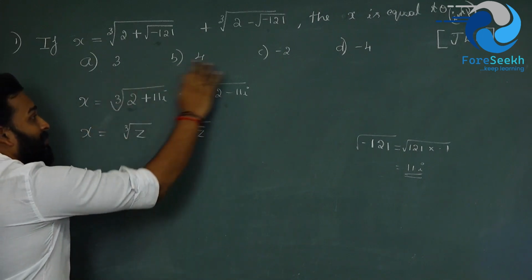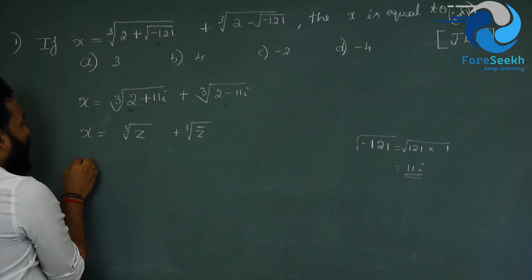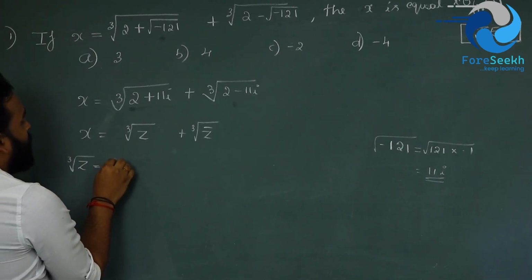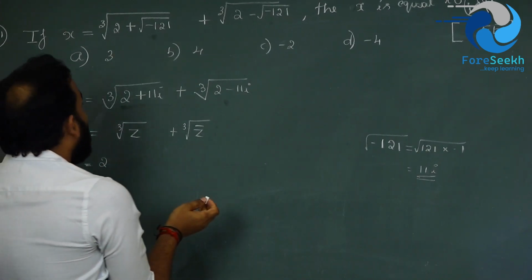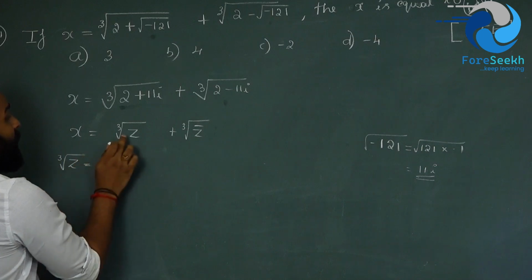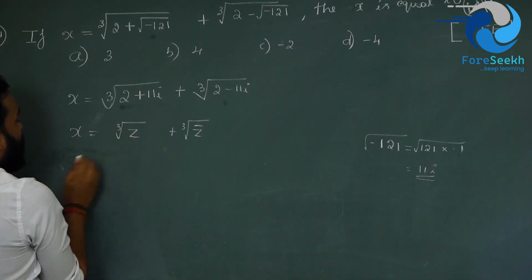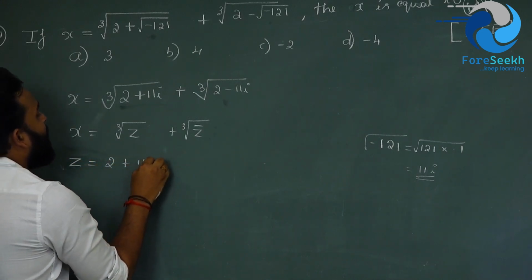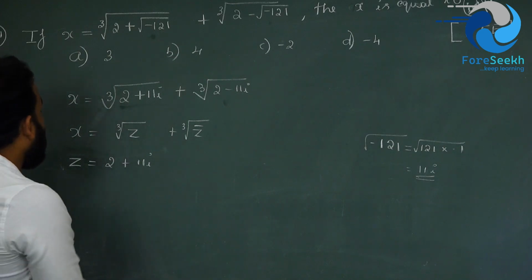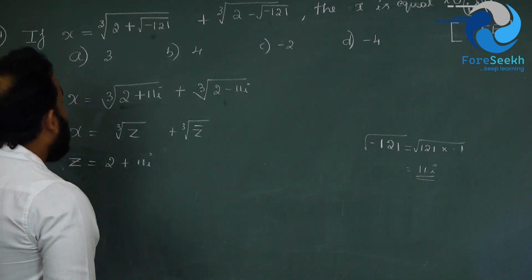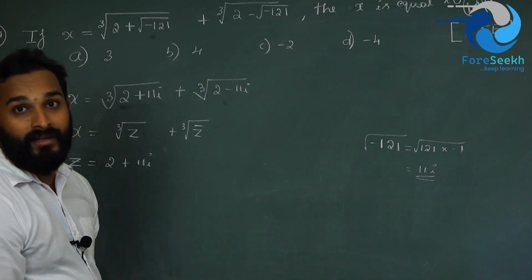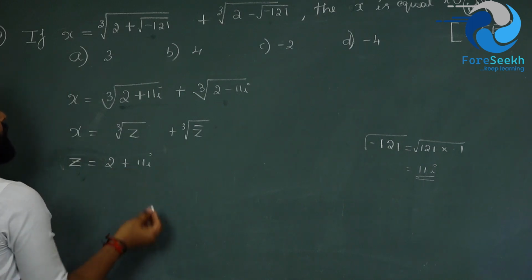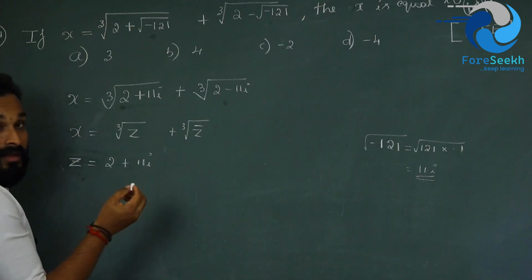Concentrate on this part of the problem, students, which is very important. Cube root of z can be written as, in the place of z, what do you have, children? We have written z as 2 plus 11i, right? So in the place of cube root of z, we have cube root of 2 plus 11i. So z is 2 plus 11i, this is your complex number. Basically, what you want to find is cube root of z, correct? What is given is z, which is 2 plus 11i. Let's take it this way.